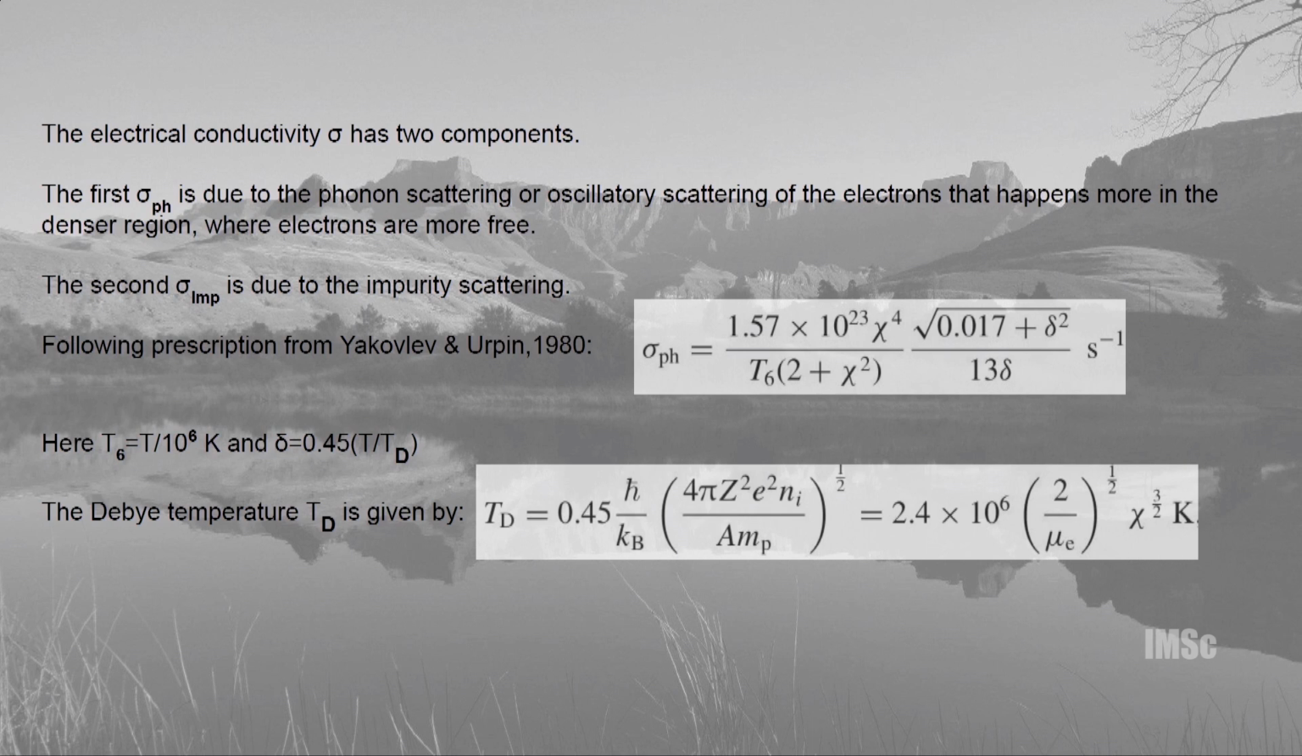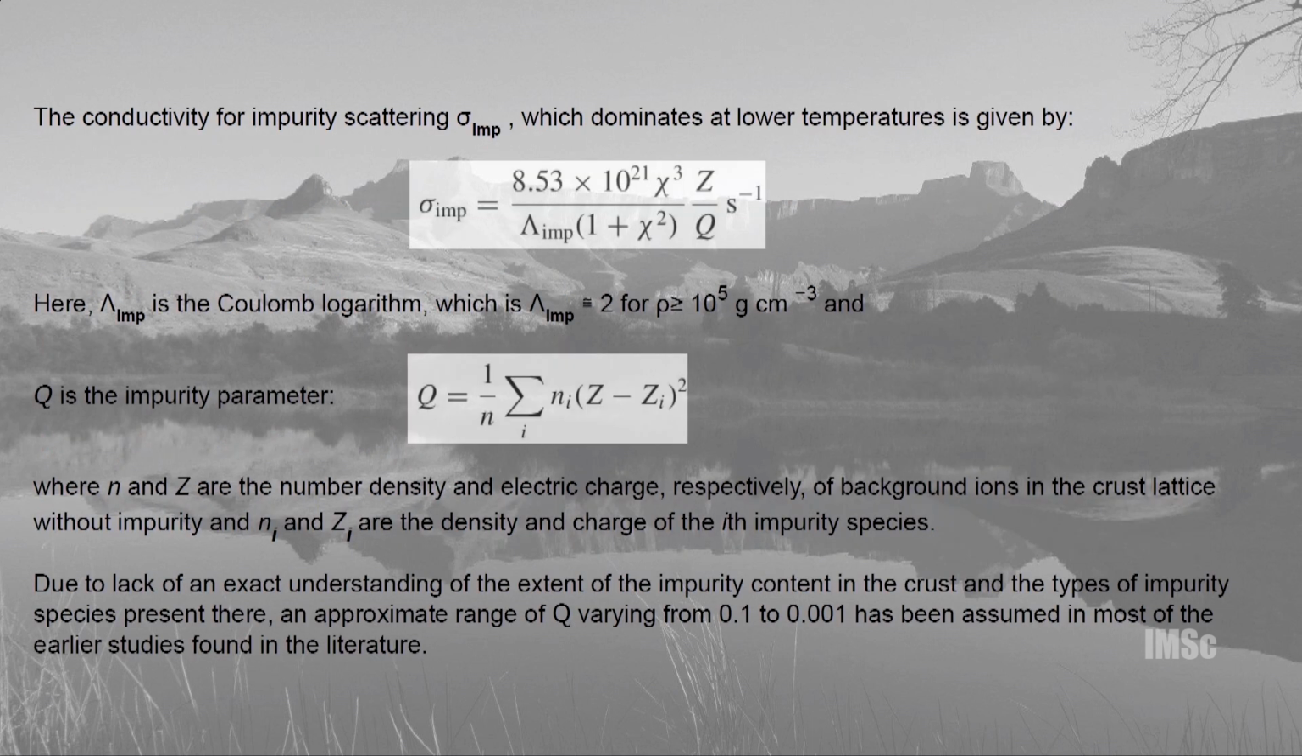So then the electrical conductivity, which we can work out, should have 2 components. One is from the phonon scattering, and the other is from the impurity scattering. This is the form for the phonon scattering, which is dependent on the temperature of the matter. And when one works out the impurity scattering, which is more toward the outer part of the crust, it is dependent on what is called the impurity parameter, which is given of this form.